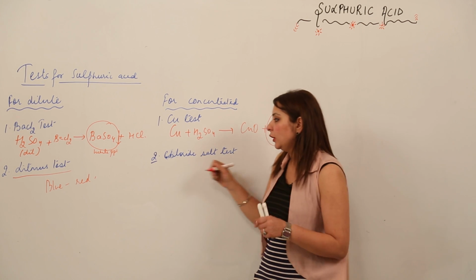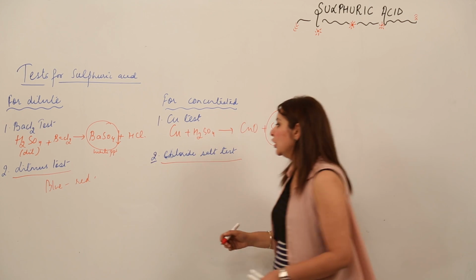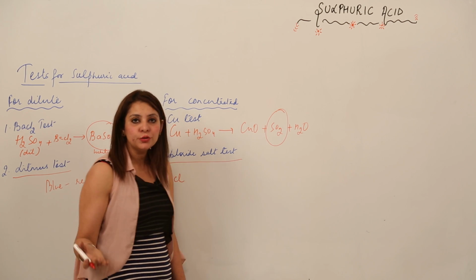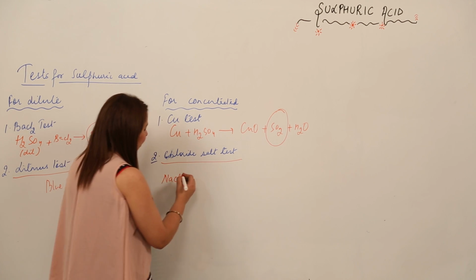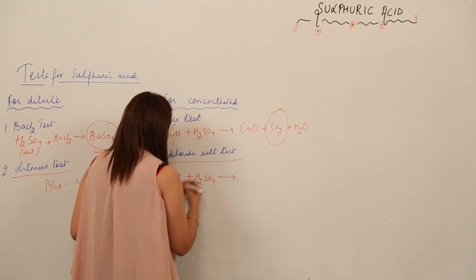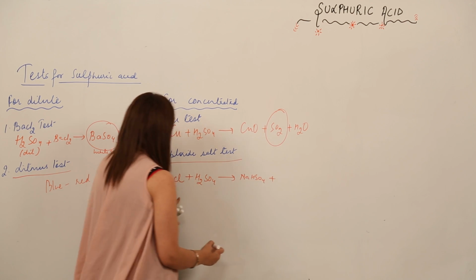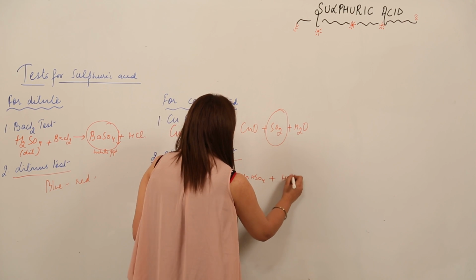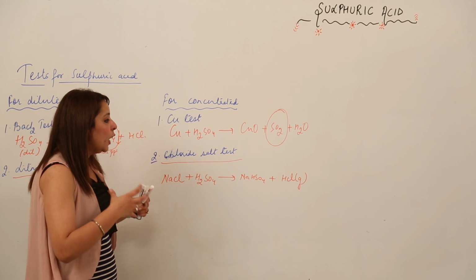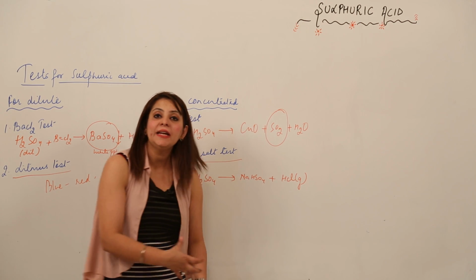Next is the chloride salt test, to identify the concentrated sulfuric acid. Suppose the chloride salt I am taking is NaCl, the commonly used table salt. Now I am adding concentrated sulfuric acid to it. So what am I going to get? I am going to get an acidic salt, and with that I am going to get hydrogen chloride gas.